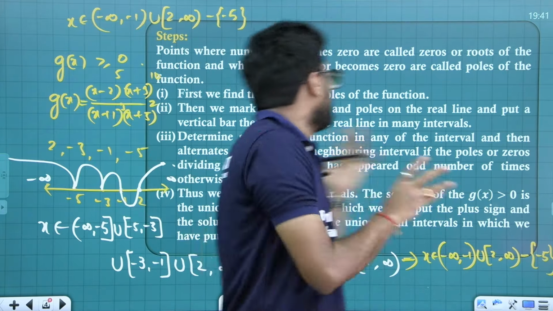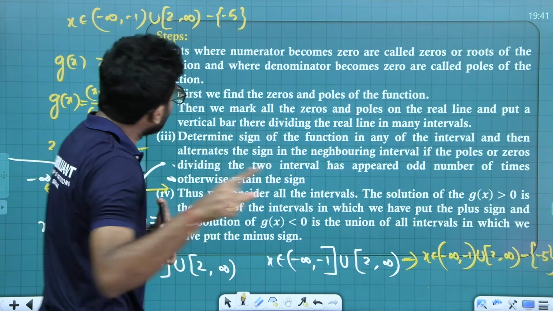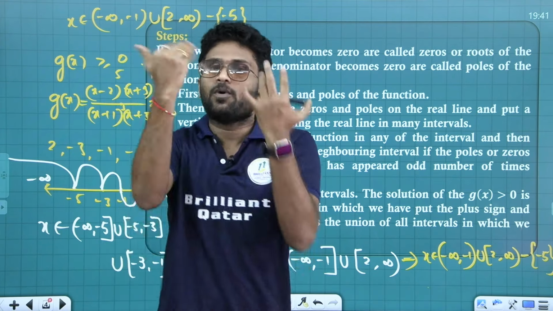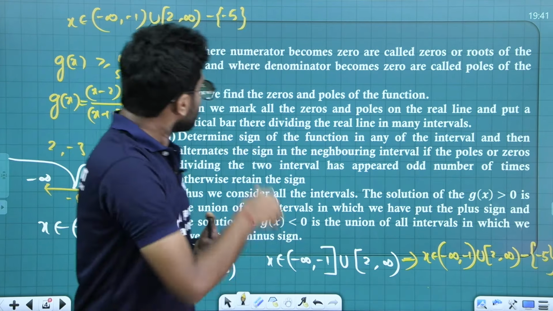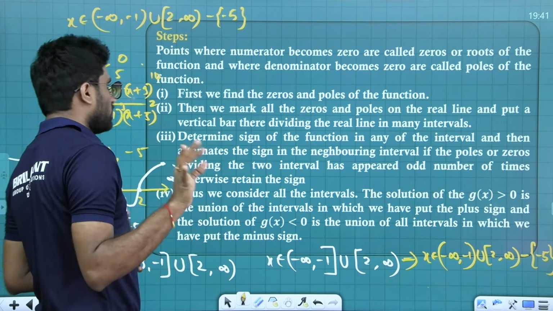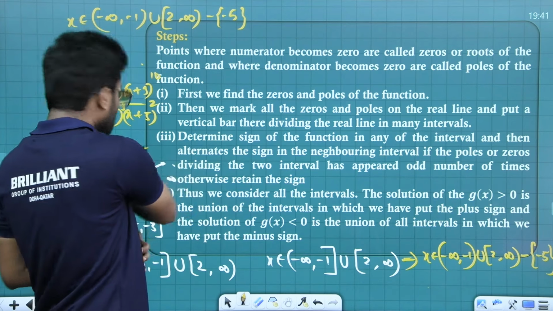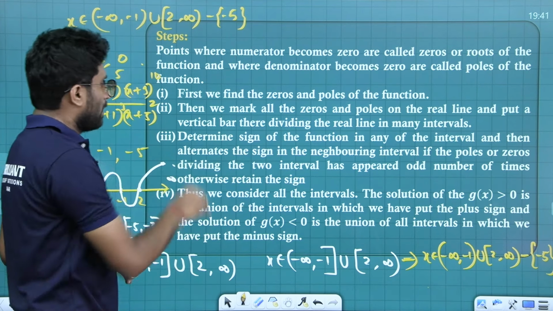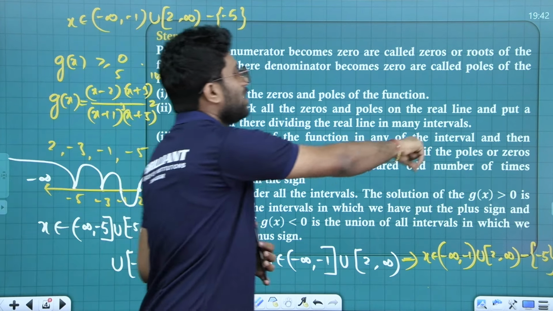That's it. So I read out the instructions. Points where the numerator becomes 0 are called zeros or roots. Points where the denominator becomes 0 are called poles of the function. First we find zeros and poles of the given function. Then we mark all the zeros and poles on the number line. Determine the sign of the function in any of the intervals.